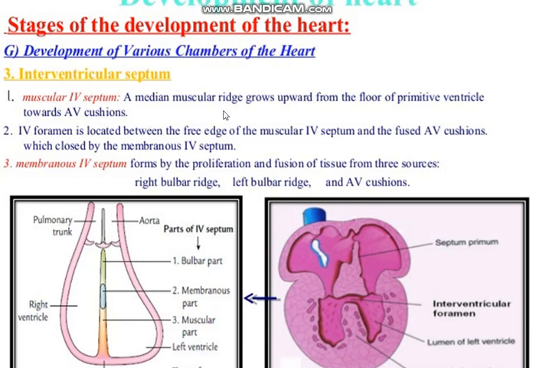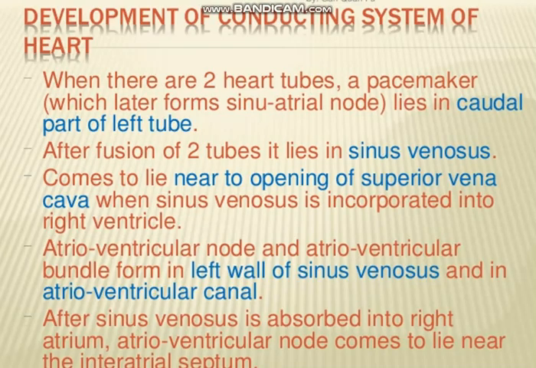The muscular part is a median muscular ridge that grows upward from the floor of the primitive ventricle towards the atrioventricular cushion. The interventricular foramen is located between the free edge of the muscular interventricular septum and the fused atrioventricular cushion, which is closed by the membranous interventricular septum. The proliferation and fusion of tissue from three sources form the membranous interventricular septum. And the conducting system of the heart.